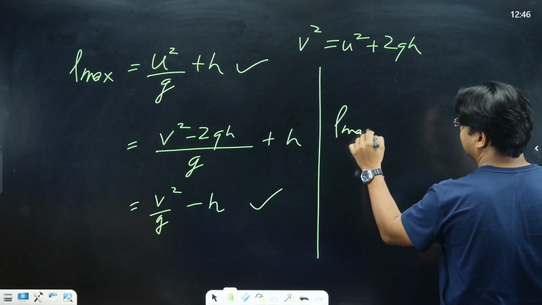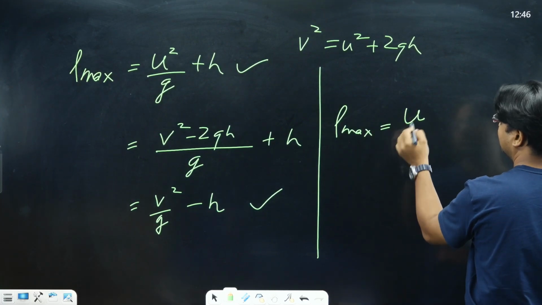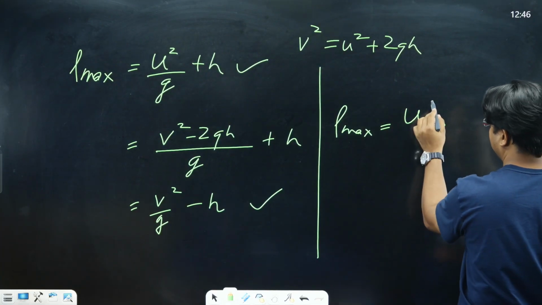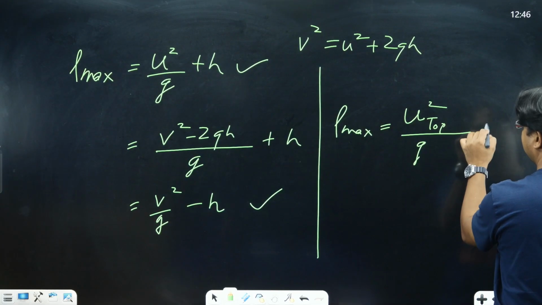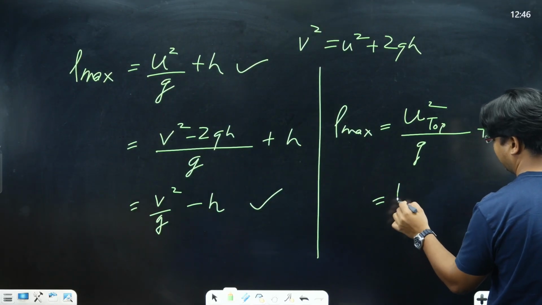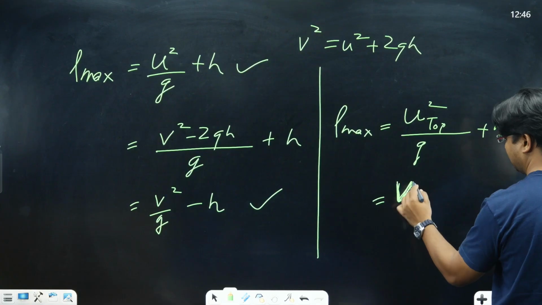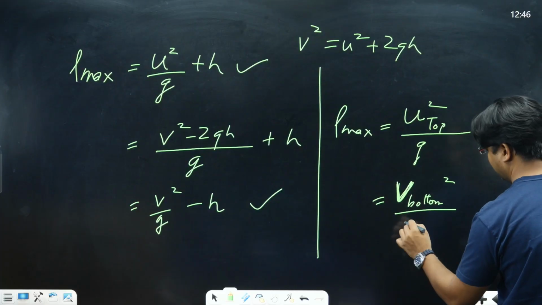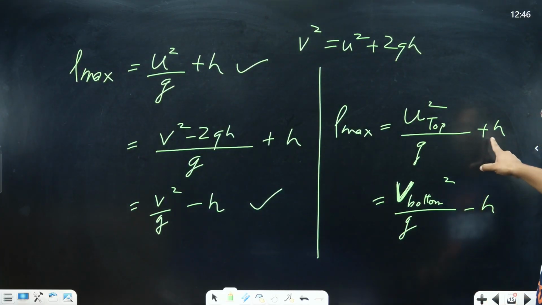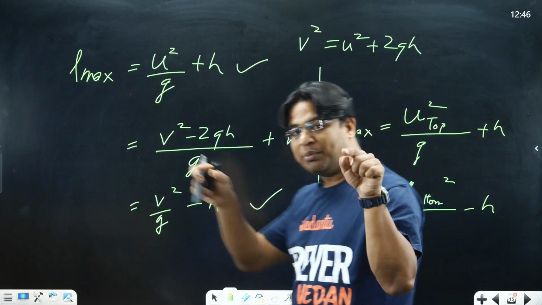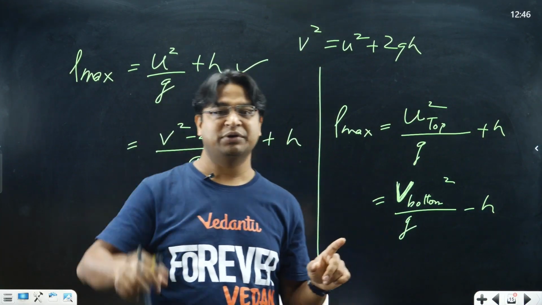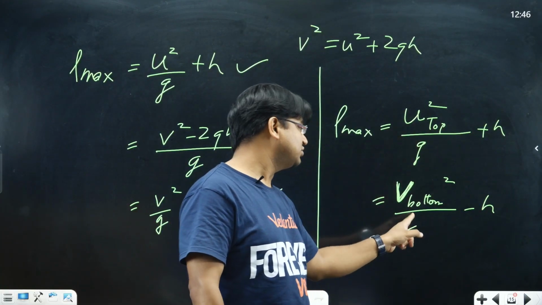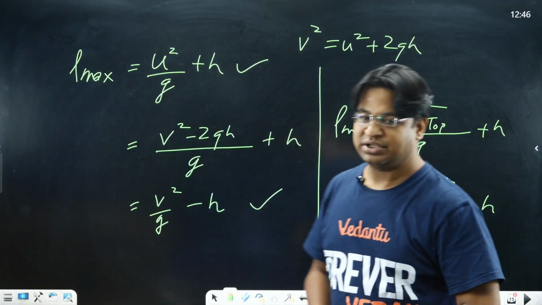Remember L max like this. It's u at the top. At the top of the projection, it is u top square by g plus h, or you can remember it like v bottom, because when you come to the bottom, this v would be higher. So minus h. If you are using the speed at the top point, where the two velocities are perpendicular to each other, then use a plus sign. If you are using the velocity at the bottom point, then use a minus sign here.